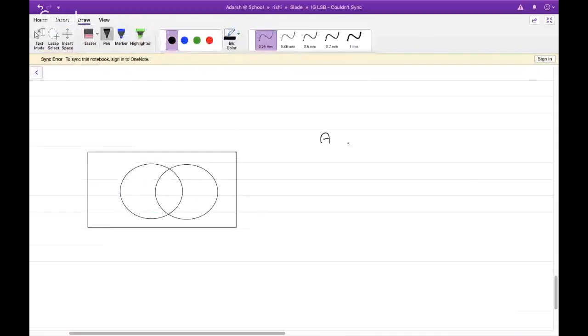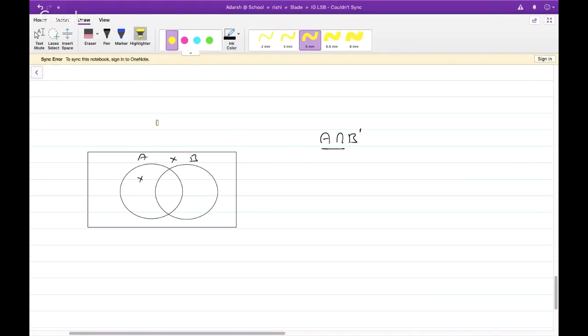So if the question is to do A intersection B complement, first you figure out the B complement. So if this is A and this is B, B complement is everything outside B. So B complement includes this region, this region. Now intersection means common with A. So which part of that is common with A? This part is not common with A, only this part is common with A. So I'll shade only this part. Hope this is clear. So A intersection B complement is only this part.